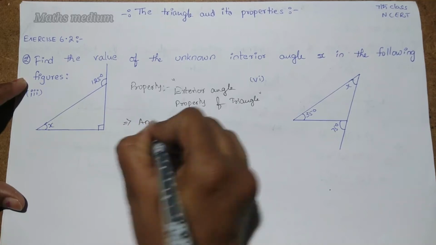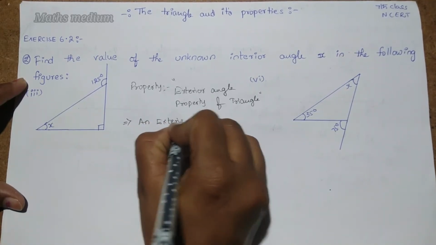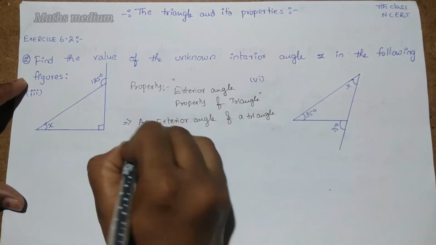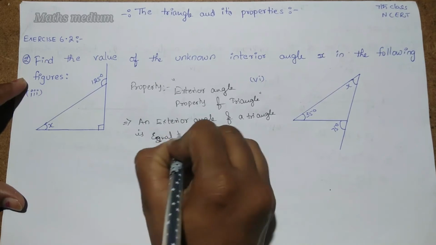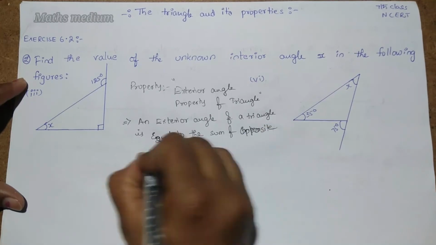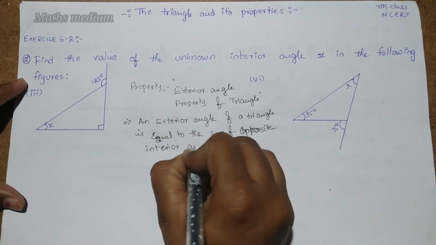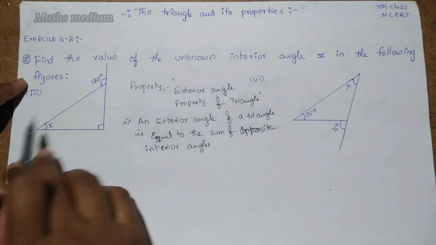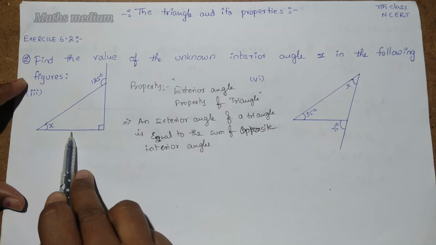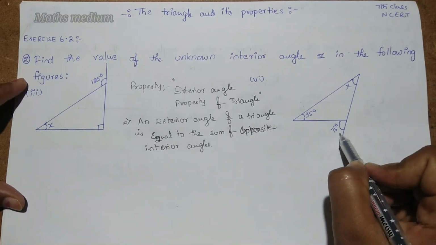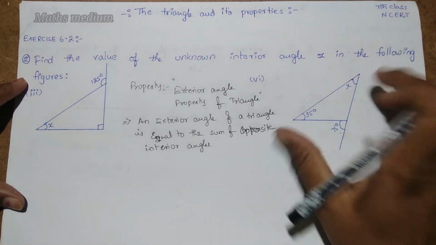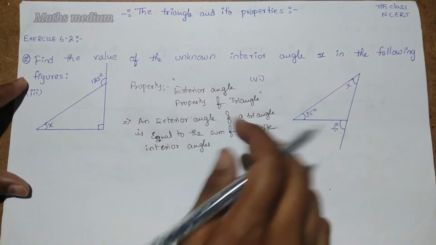That means an exterior angle of a triangle is equal to the sum of the opposite interior angles. It means if you take the exterior angle, it is equal to the sum of these two opposite interior angles. Here also, this is the exterior angle, and it is equal to the sum of the opposite interior angles. This is the exterior angle property of a triangle.